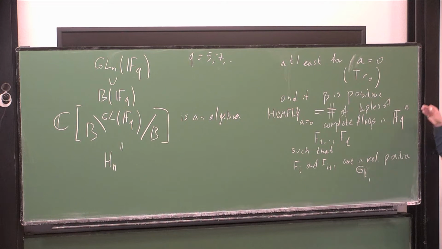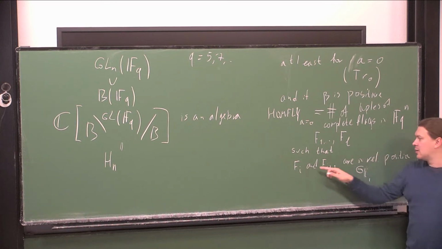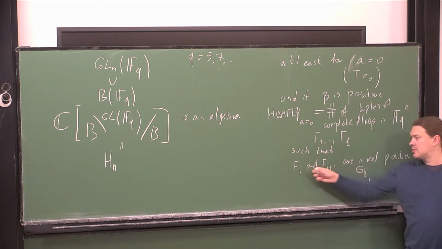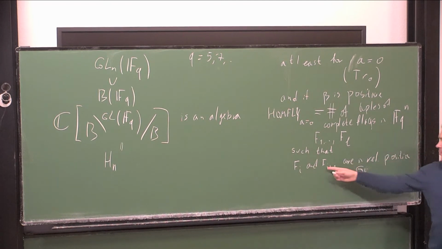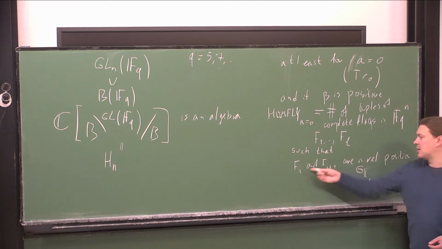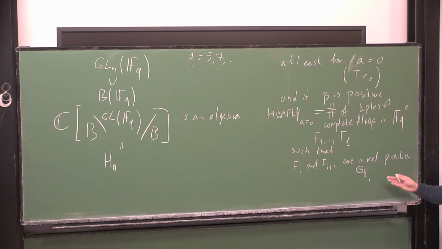You write beta as a product of sigmas, and the sigmas themselves correspond to pairs of flags. And what it means is basically just that the flags are the same. There are n steps in the flag. They are the same everywhere except the step given by this generator. So what is important here is that the Homfly polynomial at a equals 0 is interpreted as a number of points, the number of some things over a finite field.